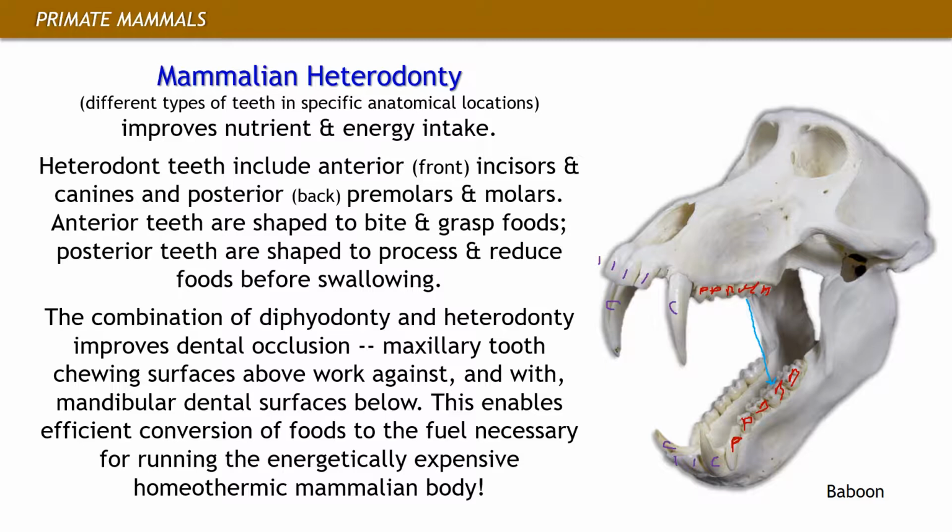And what happens is surfaces work against surfaces with all sorts of cusps and crests, and the same thing with the premolars. And basically what this does is you have different designs for teeth that are associated with the different types of foods that animals eat. The combination of diphyodonty and heterodonty improves dental occlusion. Maxillary teeth, chewing surfaces above, work against the tooth surfaces on the mandible below. This enables efficient conversion of foods to the fuel necessary for running energetically expensive homeothermic mammal bodies.